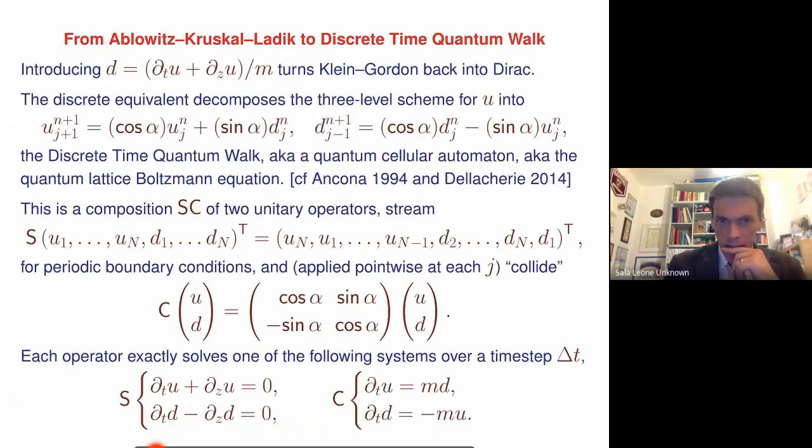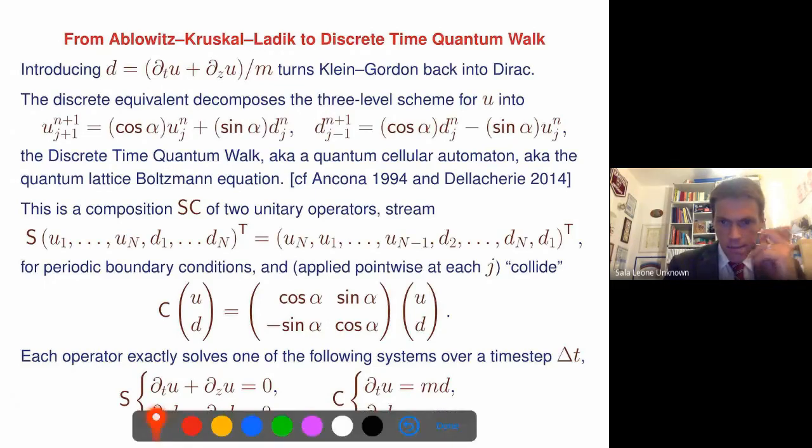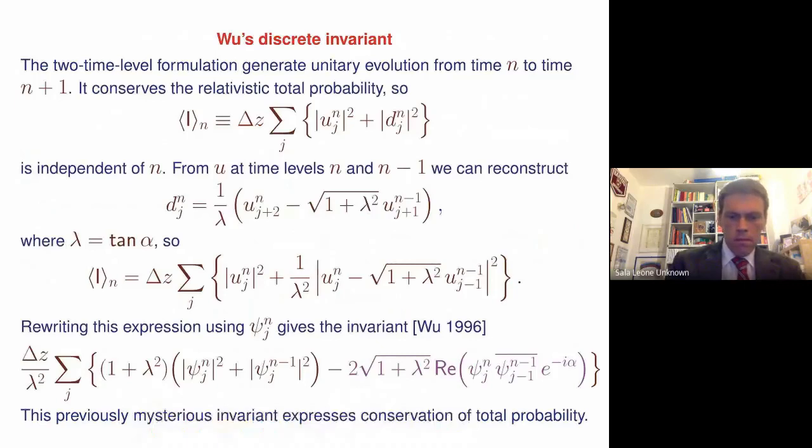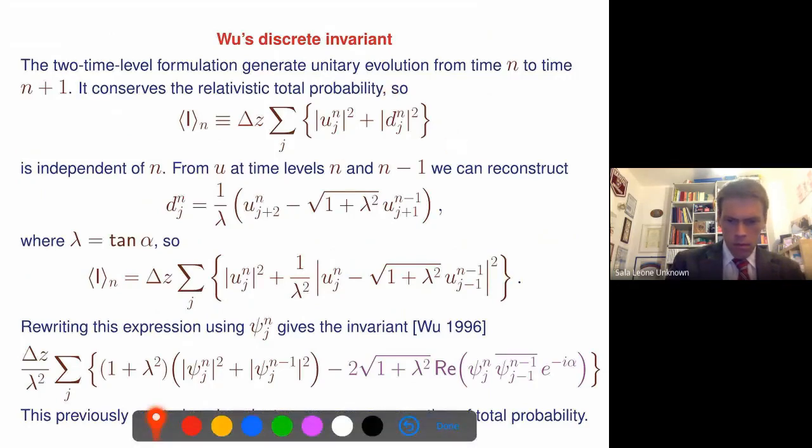So now look at some consequences of that. There was a mysterious invariant in Wu's paper, who said, look at the bottom, this thing is conserved. Now, you think, okay, fine, where does that come from? So we've got this two-time-level formulation that takes u and d at time n to u and d at time n+1. That's unitary evolution. That's clearly defined when we're doing two time levels. So it conserves this relativistic total probability, which has got a u and a d in it.